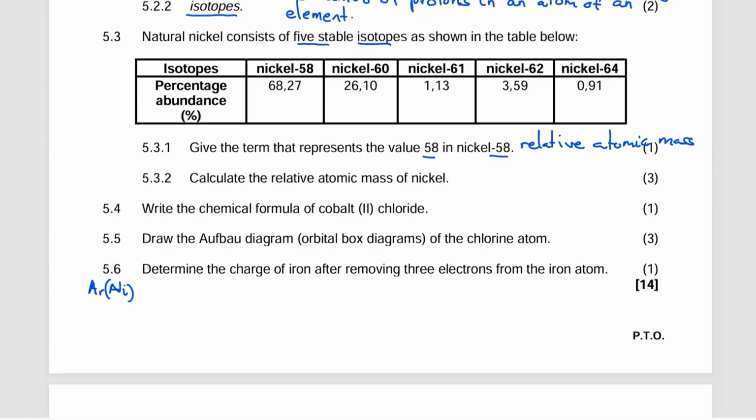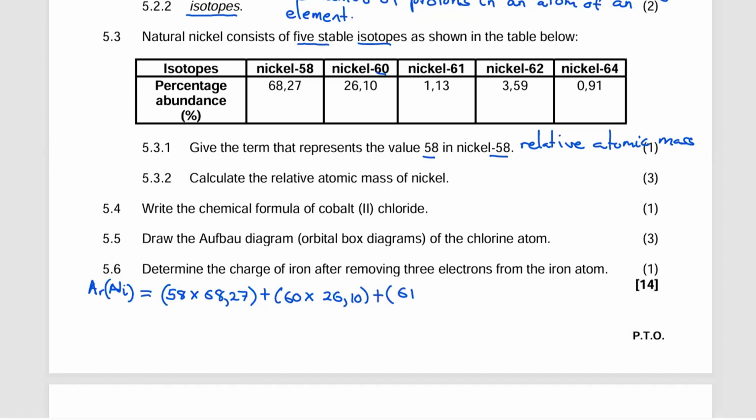So it means here nickel 58 comprises of how many percent? I'm going to multiply that 58 by its percentage, which is 68.27. Then put that in brackets, say plus, and move on to the next one. We're having our 60 there. So it's Ni 60 multiplied by the percentage given as 26.10, and then add again plus, and then in brackets we've got our nickel 61.